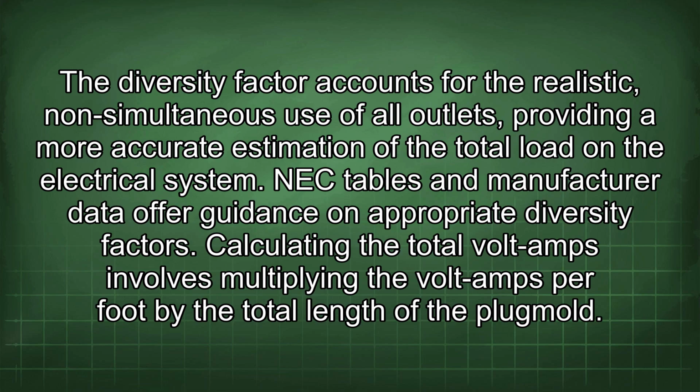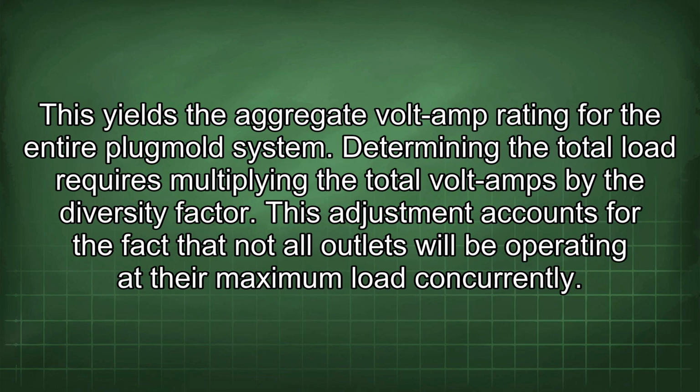Calculating the total volt amps involves multiplying the volt amps per foot by the total length of the plug mold. This yields the aggregate volt amp rating for the entire plug mold system. Determining the total load requires multiplying the total volt amps by the diversity factor. This adjustment accounts for the fact that not all outlets will be operating at their maximum load concurrently.